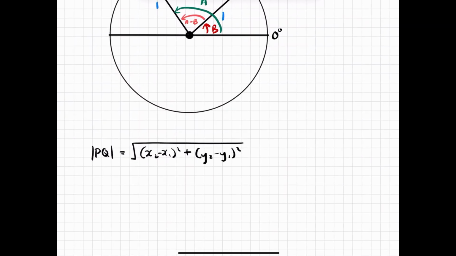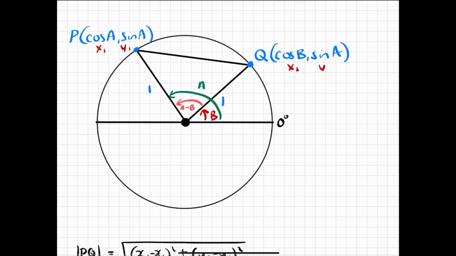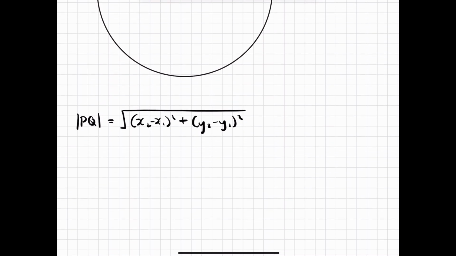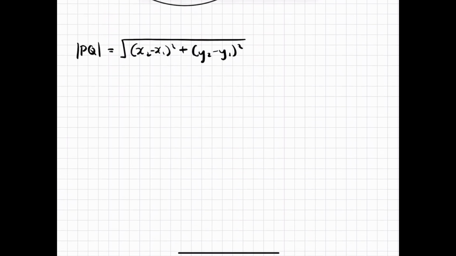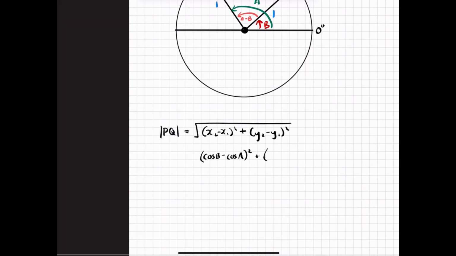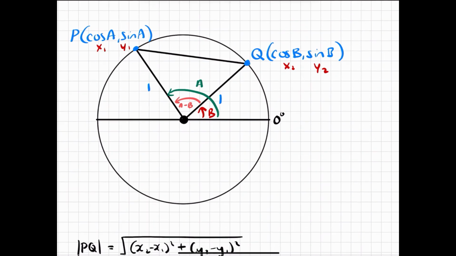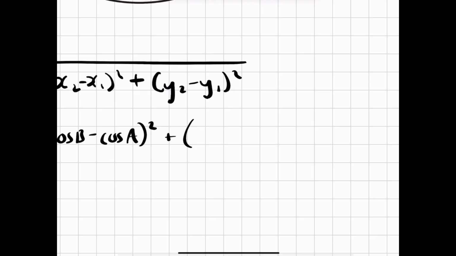So up here, go up and label your x1, y1, x2, y2. So I'm going to say it becomes cosine B minus cosine A, all to be squared, plus my y2 is sine B, sine B minus sine A. I made a quick little typo there, so just fix that. Make sure you're taking it down correctly as you make your new one. Sine B minus sine A, all to be squared.